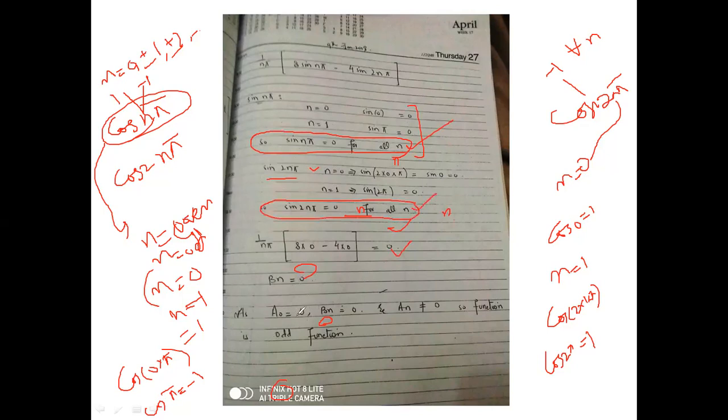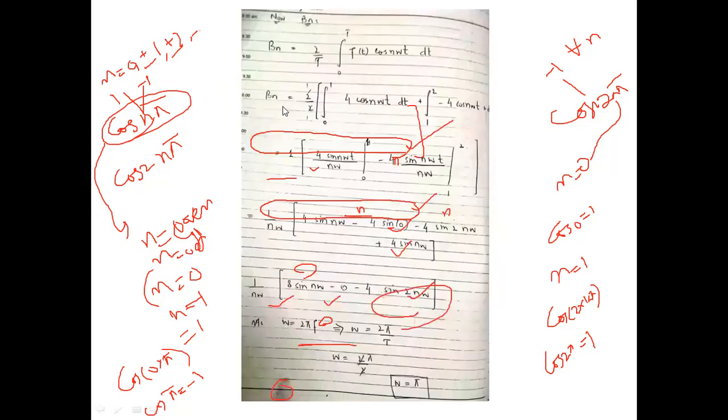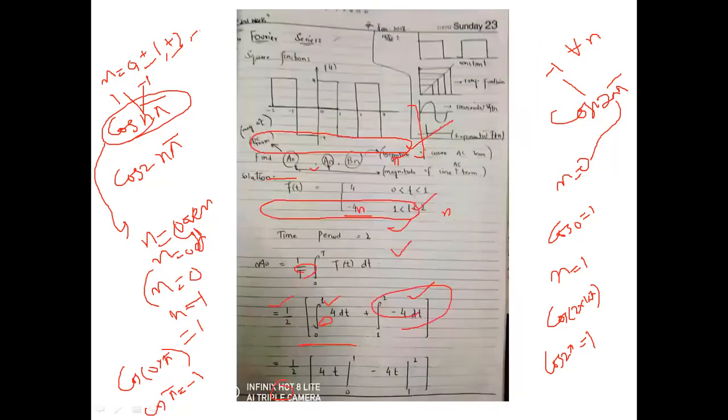So a naught is equal to 0, b naught is equal to 0, and an is non-zero, meaning it has some value, so the function is odd. And we could also have known it in advance because it's an odd function.